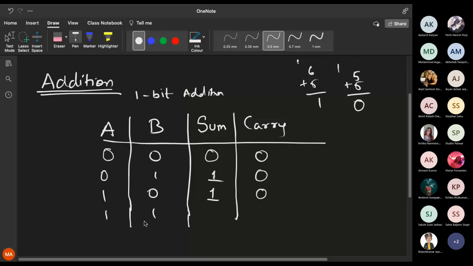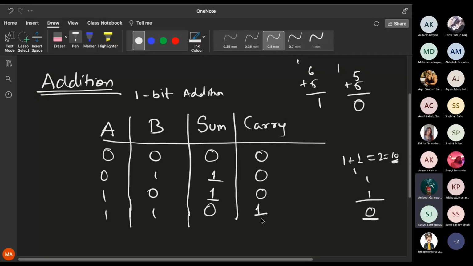The answer is 2. Very good. 1 plus 1 is 2. In binary, we write 2 as 1, 0, right? So 1 plus 1 is 1, 0. So 0 will go into sum and there will be 1 carry. What goes into sum? 0. And what goes into carry? 1. Got the idea? So this is the truth table.